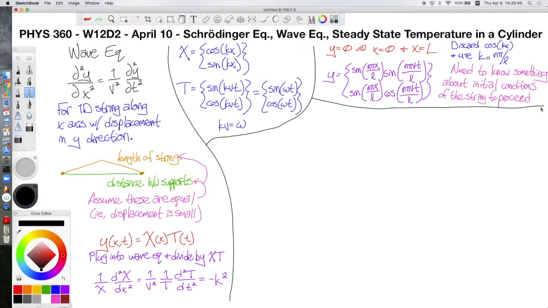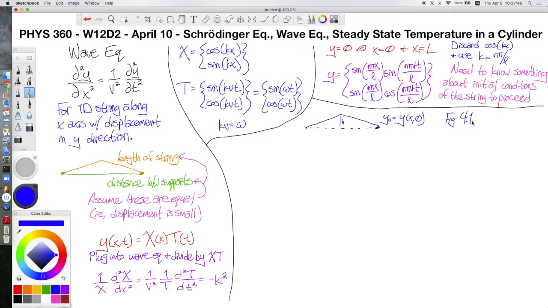And there are really two different ways we can give information about the initial state of this string. One of them is we might know the shape of the string at t equals 0. Say the string is pulled back and released right at t equals 0. So maybe we pull the string up by its center, a distance of h, which needs to be small compared to the length of the string, and release it from there. This is figure 4.1 in your book.